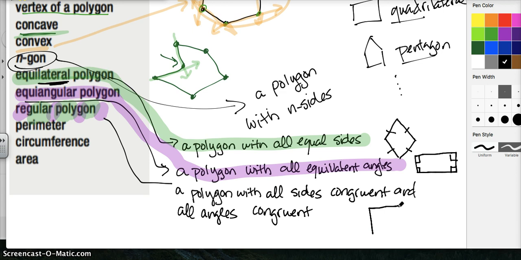A square, because we know a square has all equal sides and all equal angles. Sorry for the sound effects. They make me happy, but probably not other people.